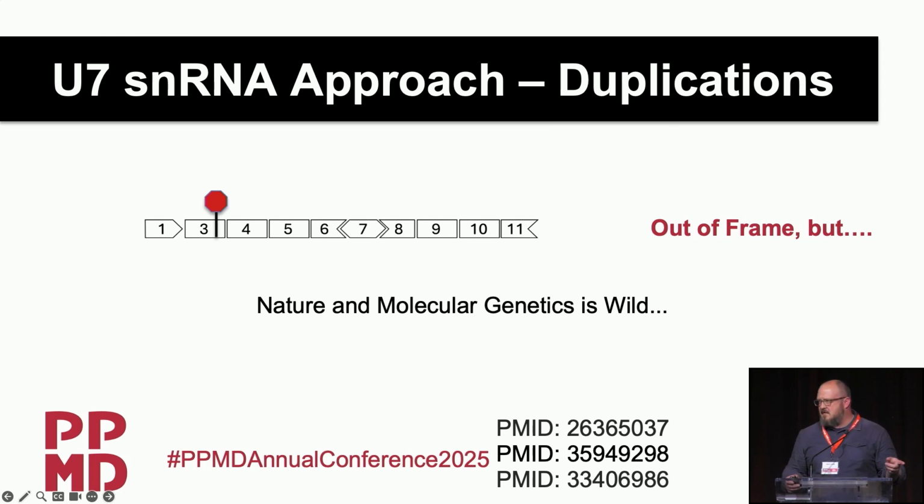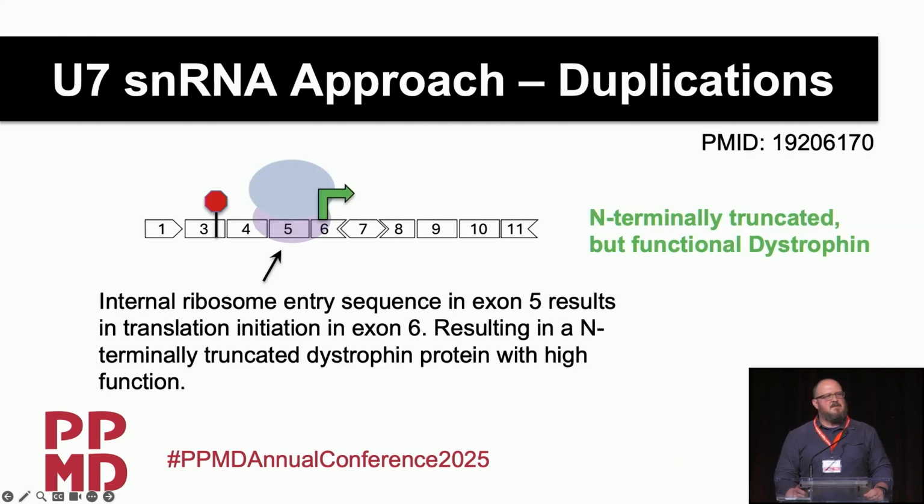And you got to be really observant. If you're observant and you start looking, sometimes you find something that you weren't expecting. As it turns out, there's an internal ribosome entry sequence in exon 5 that is revealed by the deletion of these exons that then allows for the production of an N-terminally truncated dystrophin that has high function.